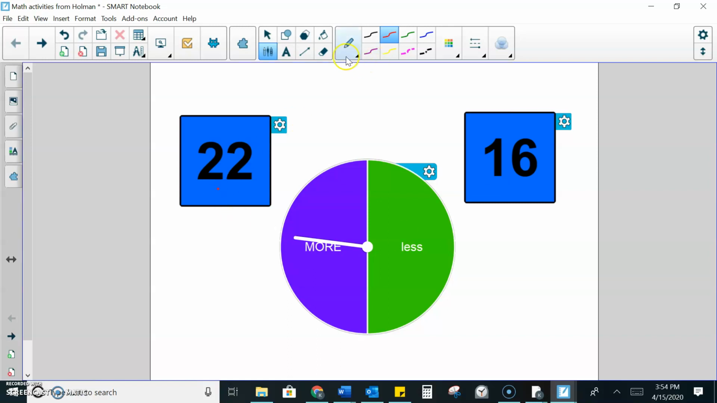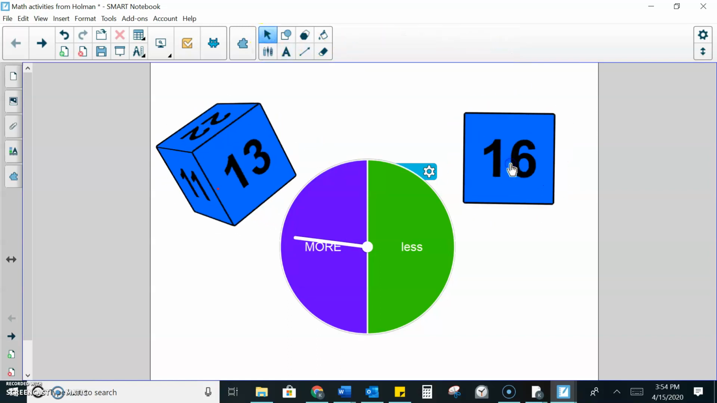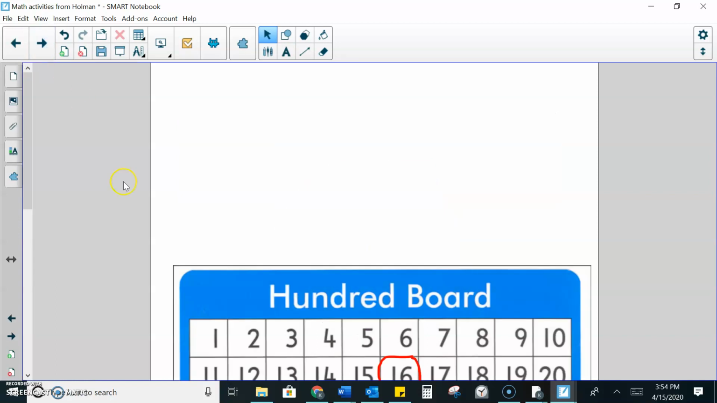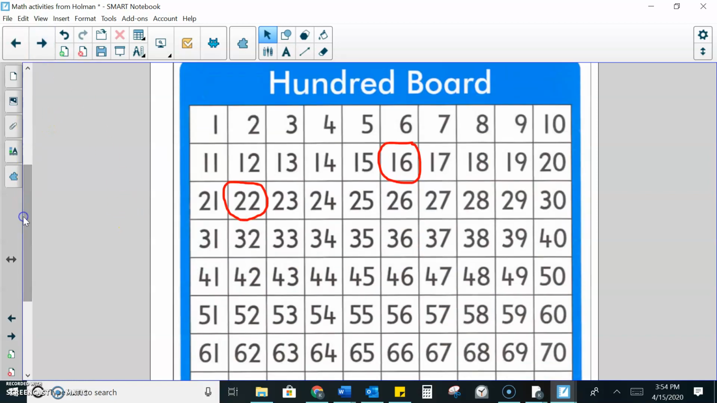Let's roll our dice. Oops, so sorry. Let's roll our dice. Okay, we have two numbers. We have the number 13, which is one group of 10 and three extra ones, and we have the number 2. So let's spin our spinner. Okay, it landed on more again. So let's flip over to our hundreds chart.